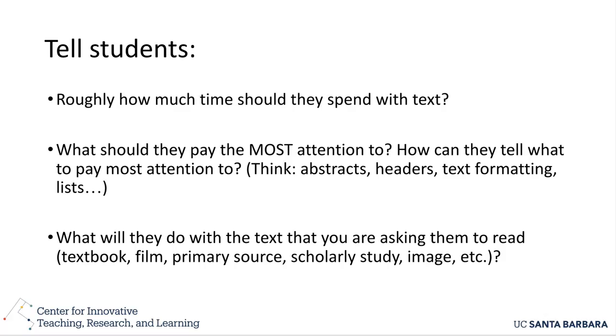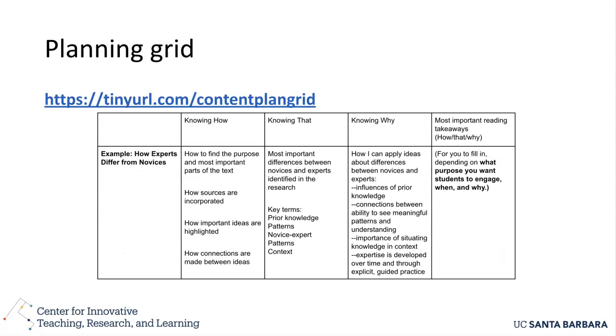And again, this is helping with that issue of prioritizing. How can they tell what to pay attention to in a text? And that's the question of how. And then what they'll do with the text that you're asking them to read. Again, back to the assessment. We've created a planning grid to help you with prioritizing what you want students to take away from texts. And that again is linked in the GauchoSpace site and to these slides.